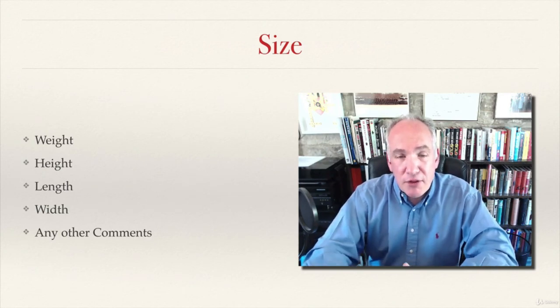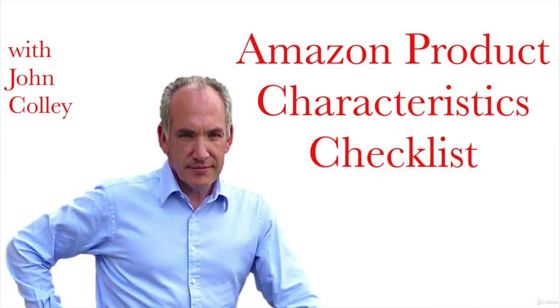So that's a quick run through the checklist. I've provided it to you in a PDF, and I've also provided it to you in a spreadsheet so that you can immediately start screening products yourself, and you can use the spreadsheet to do that. So the Amazon Product Characteristics Checklist, a useful tool for you when you're looking through Amazon trying to find products that you might then take to the next stage.